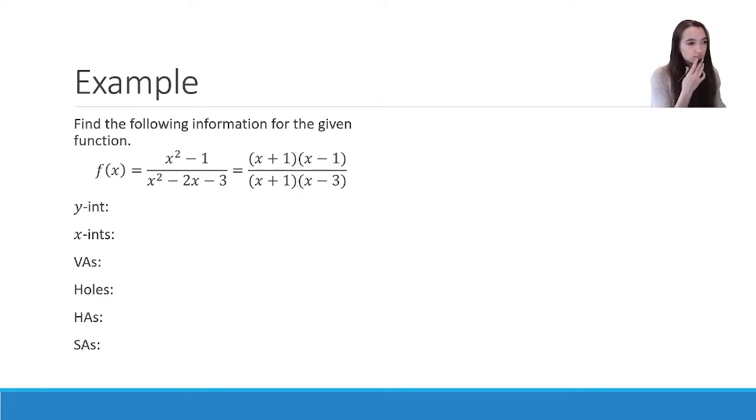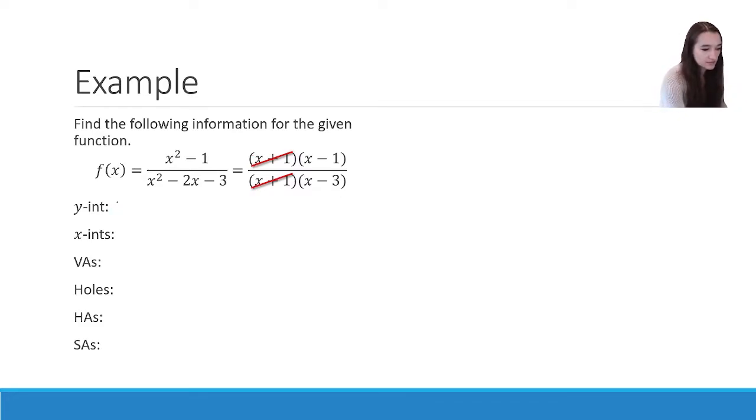Then, we can note that those x plus 1s do cancel, but we have to remember how that cancellation is going to affect our function in general. That cancellation still has to be noted within our domain. That's going to cause a hole. So let's go through and find all of the information that we need.